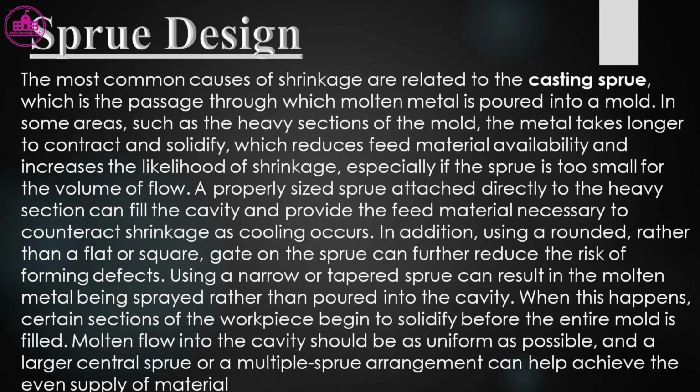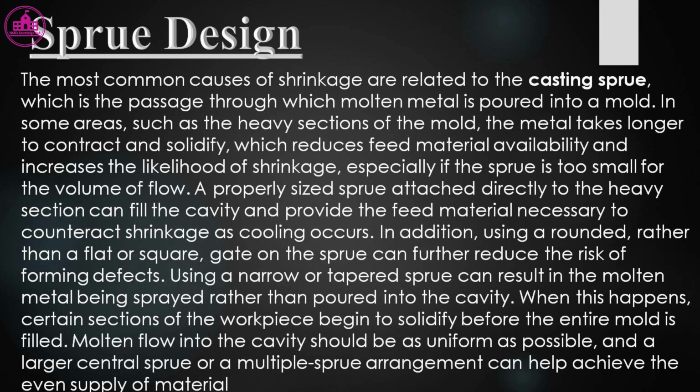Sprue design. The most common causes of shrinkage are related to the casting sprue, which is the passage through which molten metal is poured into a mold. In some areas, such as the heavy sections of the mold, the metal takes longer to contract and solidify, which reduces feed material availability and increases the likelihood of shrinkage, especially if the sprue is too small for the volume of flow. A properly sized sprue attached directly to the heavy section can fill the cavity and provide the feed material necessary to counteract shrinkage as cooling occurs.